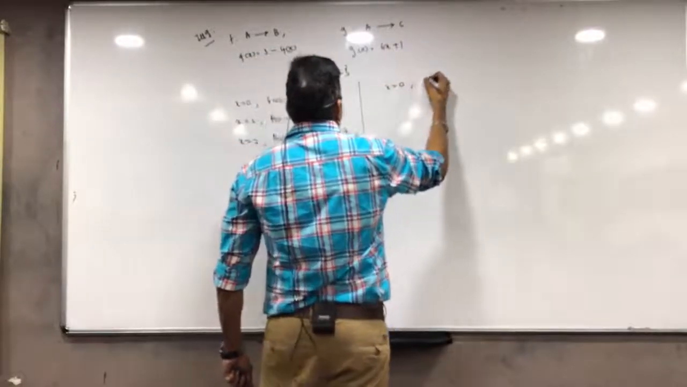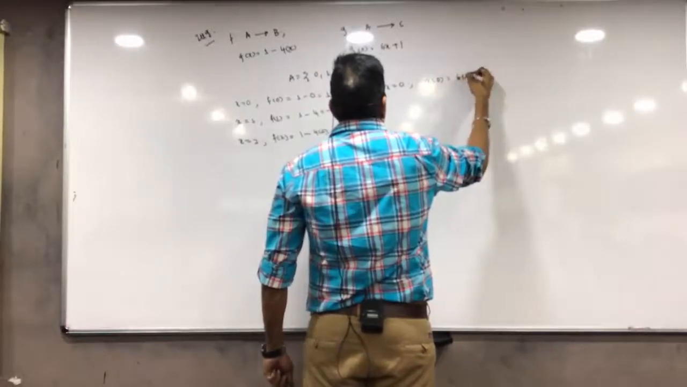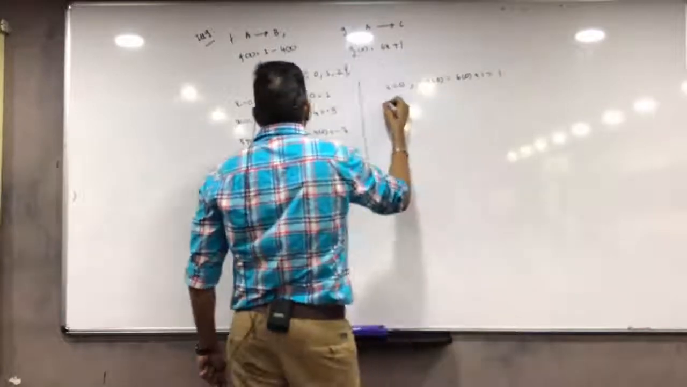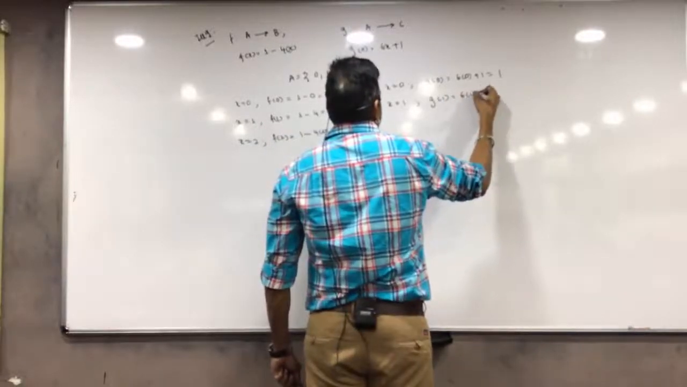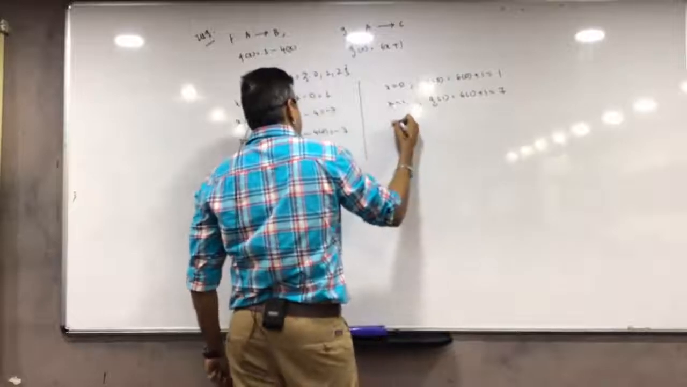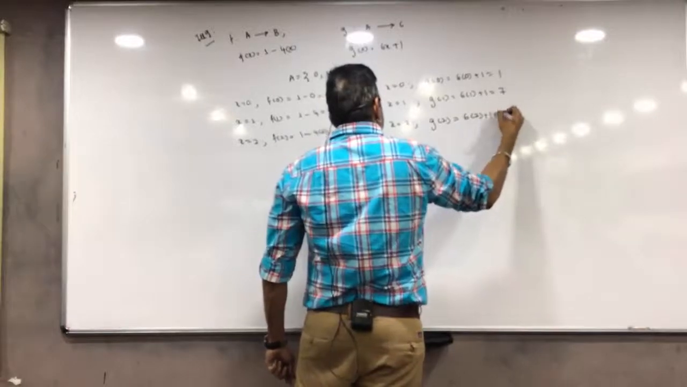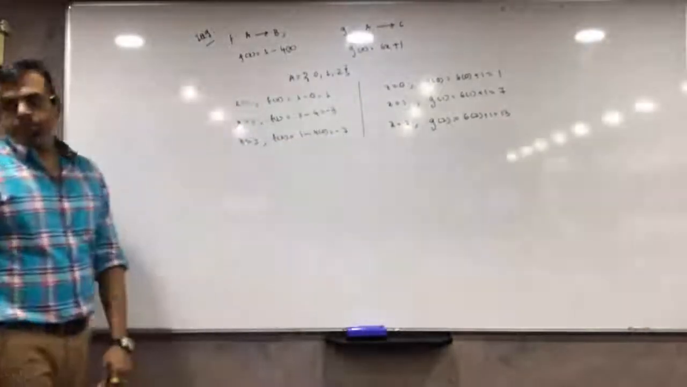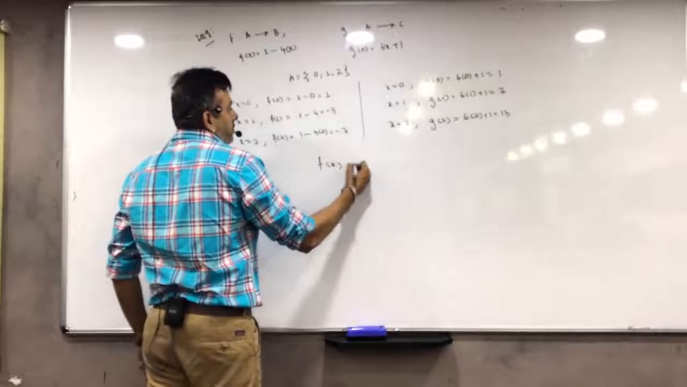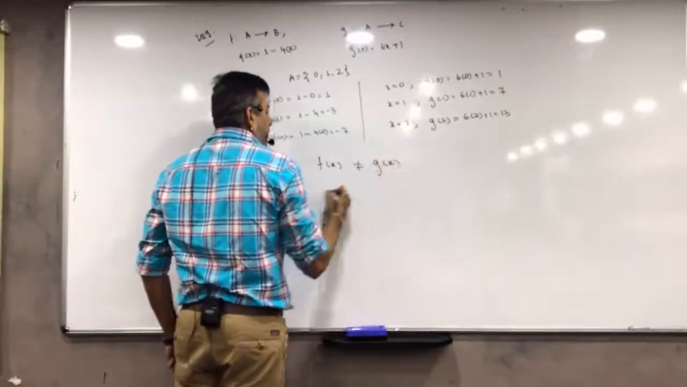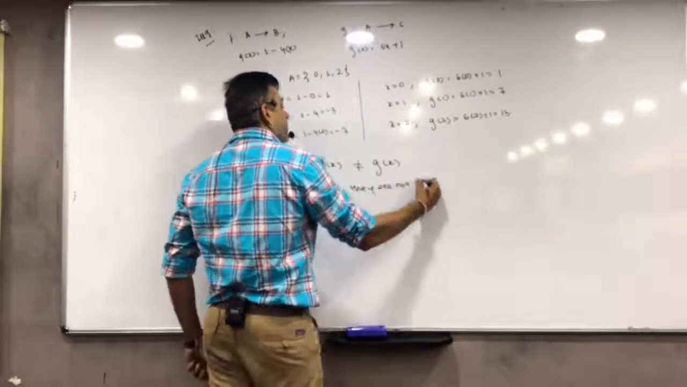Let's check out over here. x is equal to 0. g of 0 is equal to 6 into 0 plus 1, so 1. x is equal to 1. g of 1 is equal to 6 into 1 plus 1, which is equal to 7, and x is equal to 2. g of 2 is equal to 6 into 2 plus 1, 13. Are they equal? No. f of x is not equal to g of x, hence they are not equal functions.